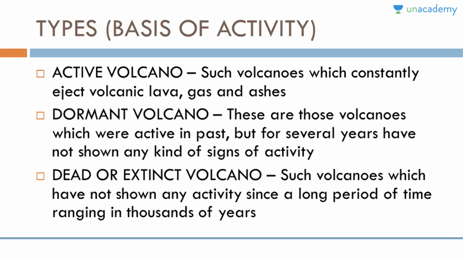The volcanoes have been classified on two bases, that is on the basis of activity and of eruption type. According to the basis of activity, the volcanoes have been clubbed into three types. Active volcanoes are such volcanoes which constantly eject volcanic lava, gases and ashes. Then we have dormant volcanoes, which are those volcanoes which were active in the past, but for several years have not shown any kind of activity. Dead or extinct volcanoes are such volcanoes which have not shown any activity since a long period of time, which ranges in thousands of years.